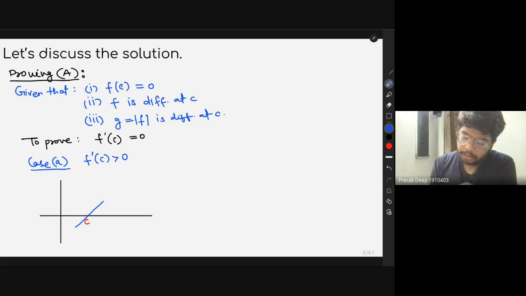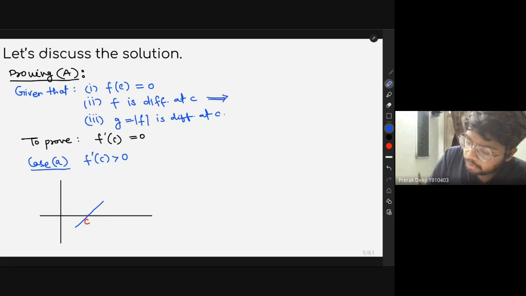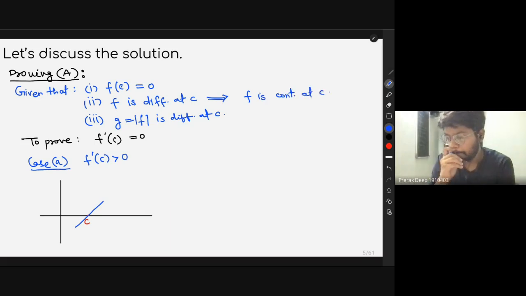So it needs to have a positive slope at this point. And further, we know that the second condition also implies that f is continuous at c. Correct? f is continuous at c.